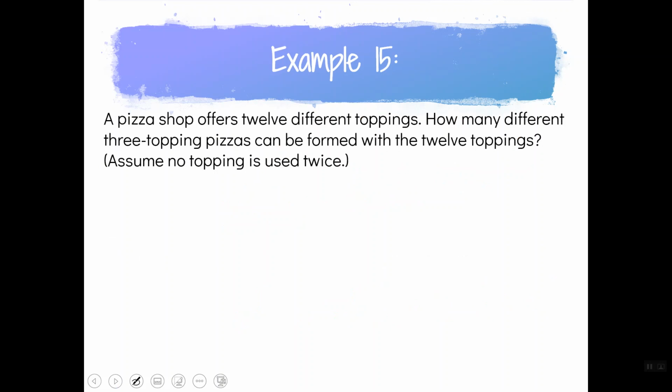15. A pizza shop offers 12 different toppings. How many different 3-topping pizzas can be formed with 12 toppings? So, when they say assuming no topping is used twice, they're not saying order matters. They're just trying to make sure you don't come up with a weird combination like pepperoni, pepperoni, pepperoni. So, in this case, it's simply picking 3 toppings from the 12.